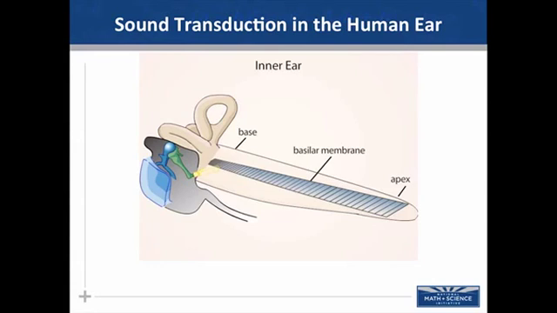High-frequency sounds displace the narrow, stiff base of the basilar membrane more than they displace the wider, more flexible apex. Mid-frequency sounds maximally displace the middle of the basilar membrane. Finally, lower frequency sounds maximally displace the apex.